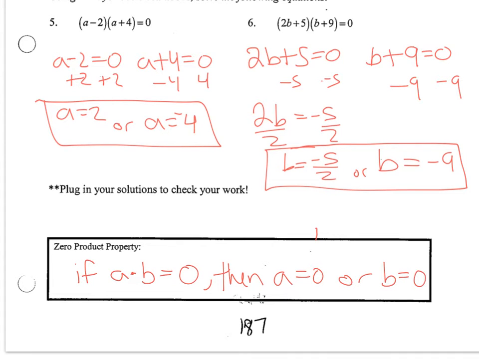So if something times something else equals 0, then we get to say either a equals 0 or b equals 0. And that makes sense, because when you multiply two things together and the answer is 0, you know one of those two things has to be 0. Okay, so finish copying this down and then flip to the next page.